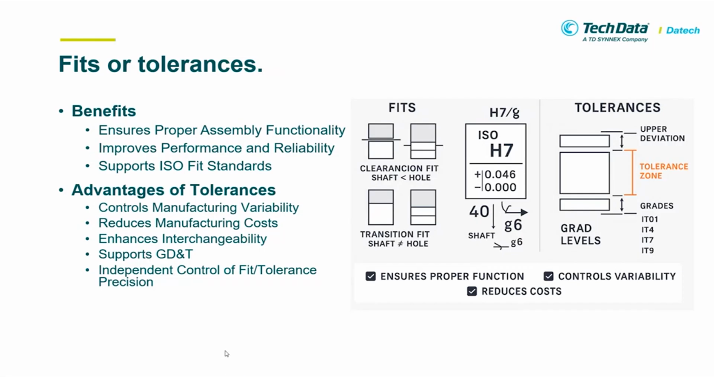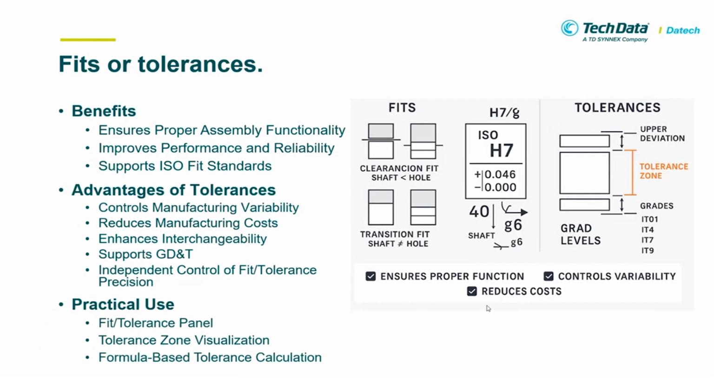The practical advantages for users in Mechanical Toolset include fit and tolerance types, tolerance zone visualization, and formula-based tolerance calculation. Let us use the hole-shaft fit and hole fit drop-downs, which automatically apply the correct symbols and values based on ISO standards.